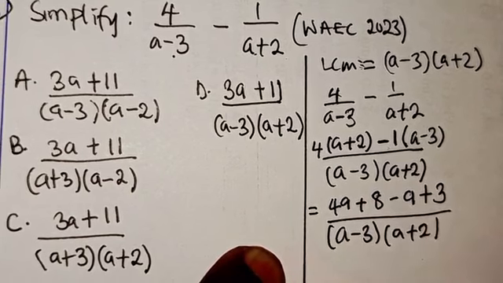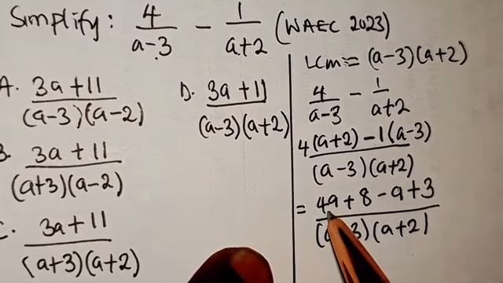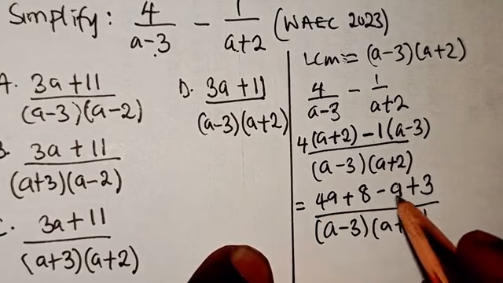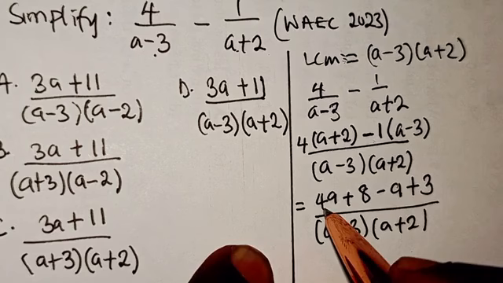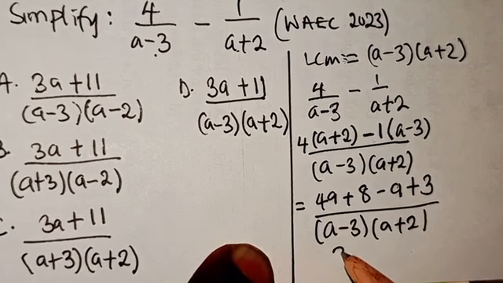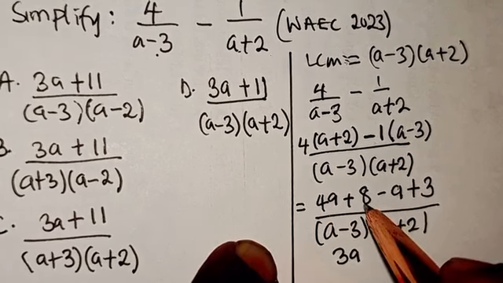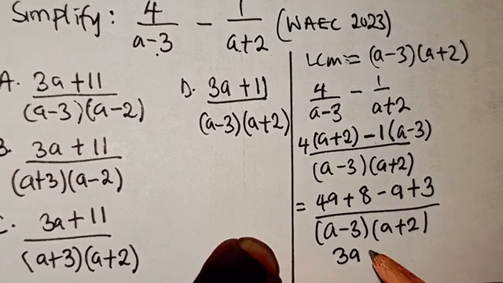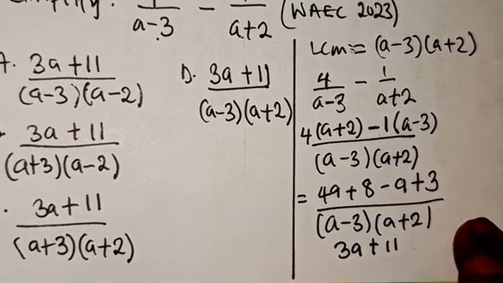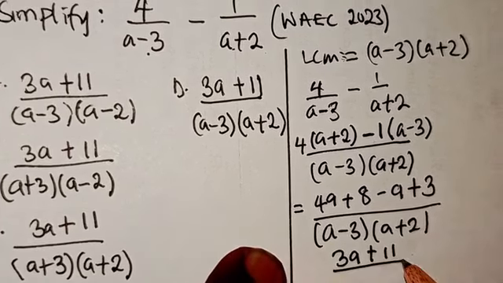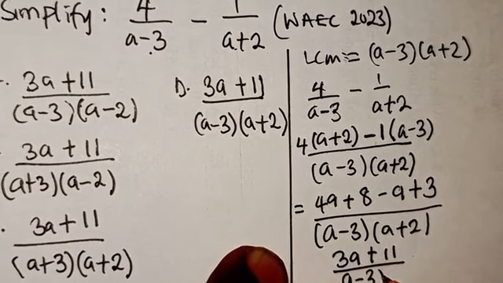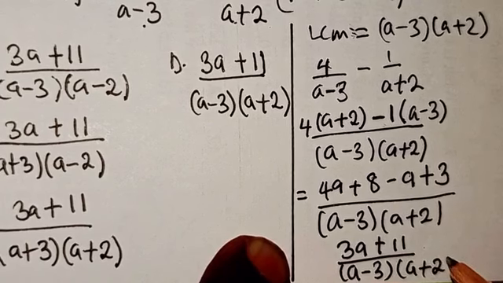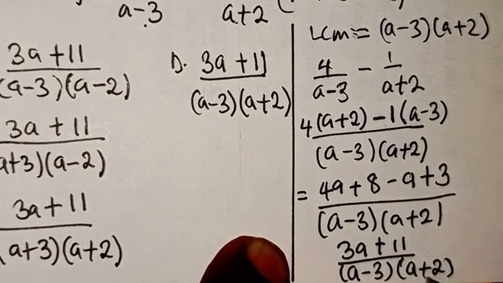Okay, so now the next thing we are going to do is just to add this. So now if you look at this, 4a minus a, let's collect, because we have a here and we have a here, we can collect them together. 4a minus a will give us 3a, then plus 8 plus 3 will give us plus 11. Then all over a minus 3 then a plus 2.